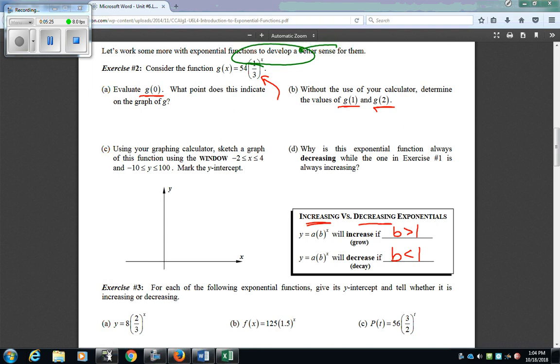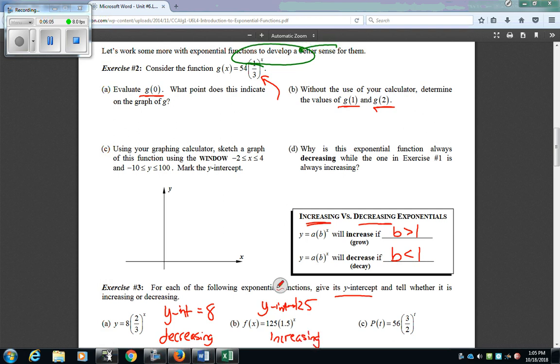They can try to trick us some of the time, but if you look at exercise 3, it says for each of the functions, give its y-intercept and tell whether it is increasing or decreasing. We talked about a being the y-intercept. So this one has a y-intercept that equals 8, and this one is going to be a decreasing function. So we got a decreasing exponential. If you look at b, the y-intercept is 125, and this one will be increasing because the factor is above 1.